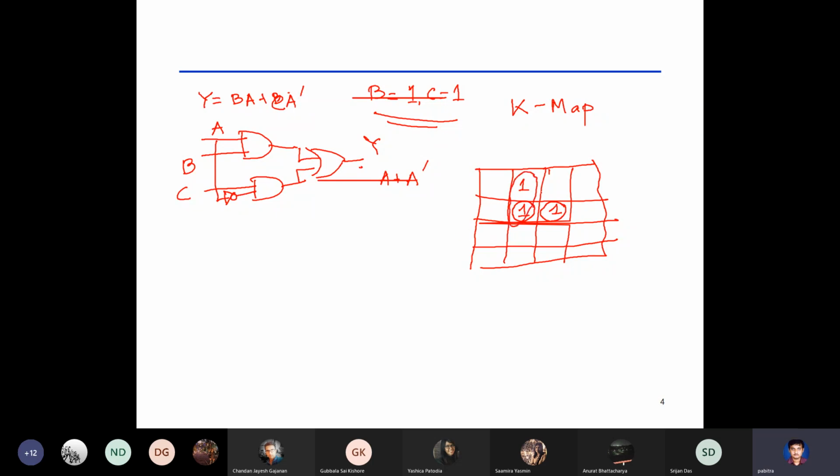note one thing, that this is a property of the realization. Whether a hazard will be there or not is a property of the realization that we have, not on the technology, not whether you use CMOS or TTL or anything, but on the circuit that we have. So let's say this realization, this BA plus CA bar realization, I don't know whether it matches with this.